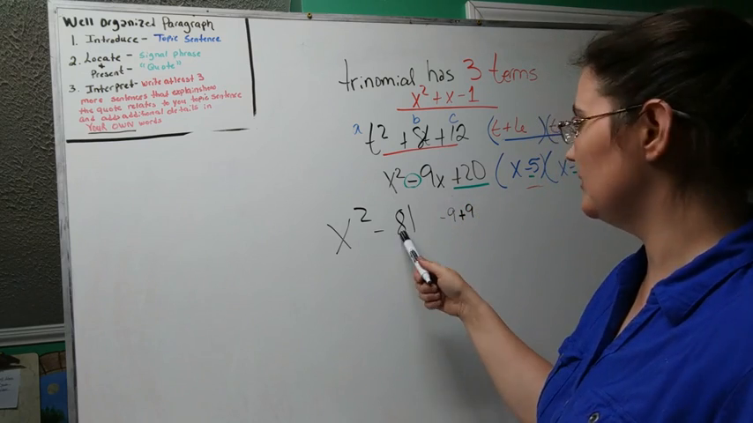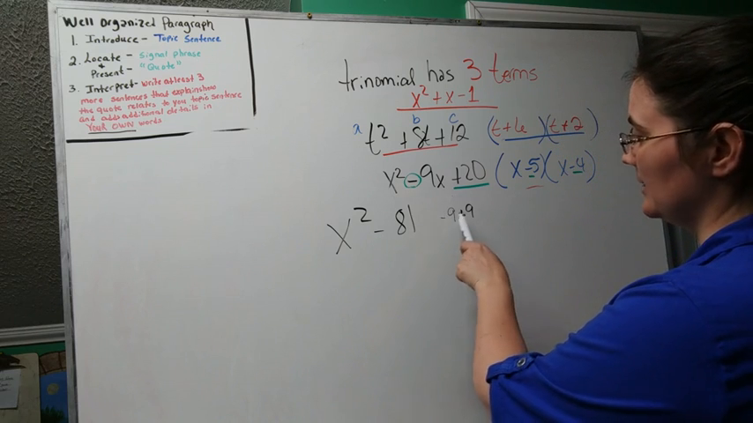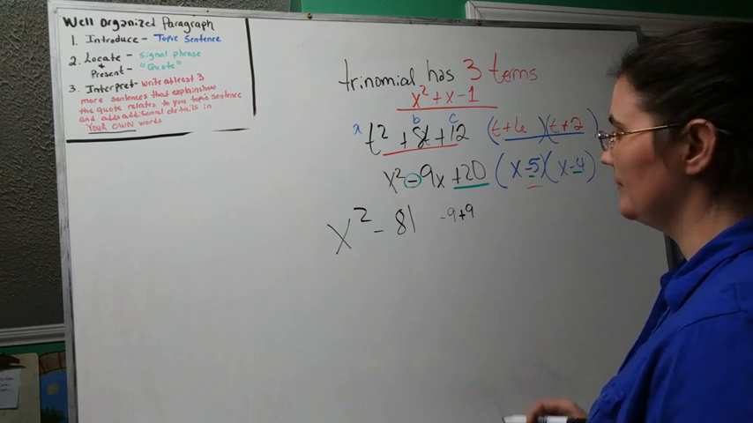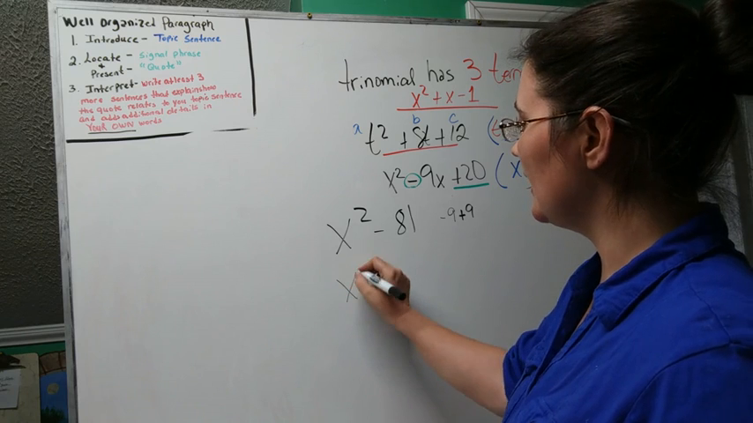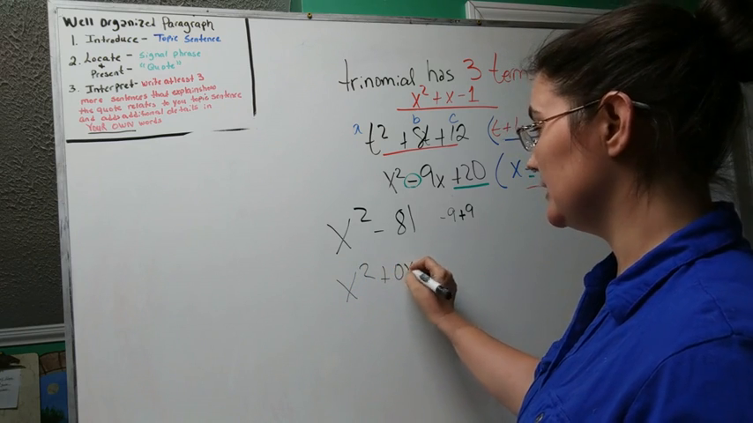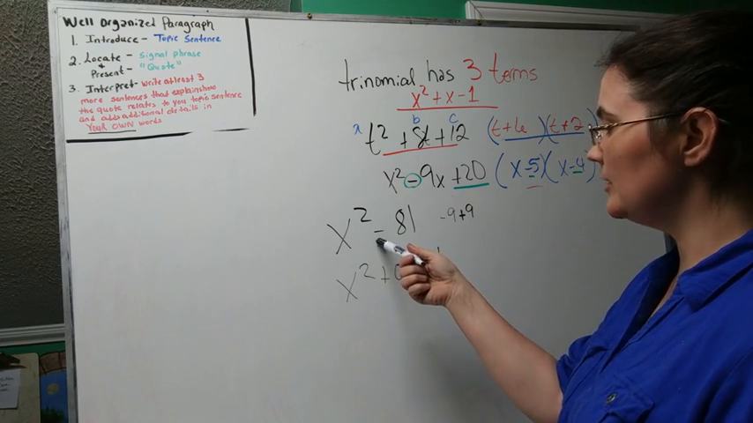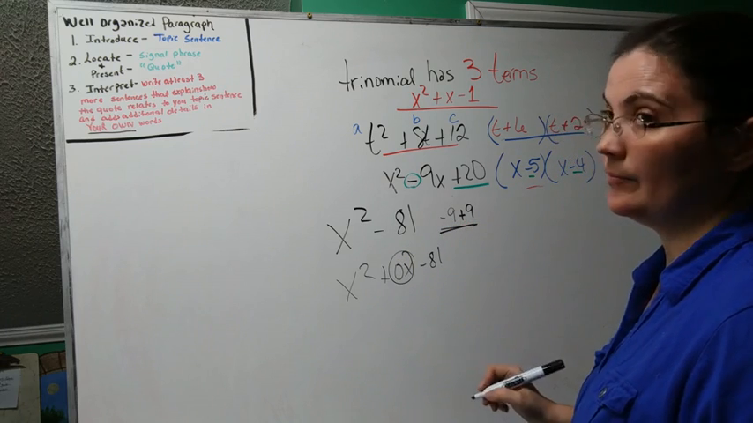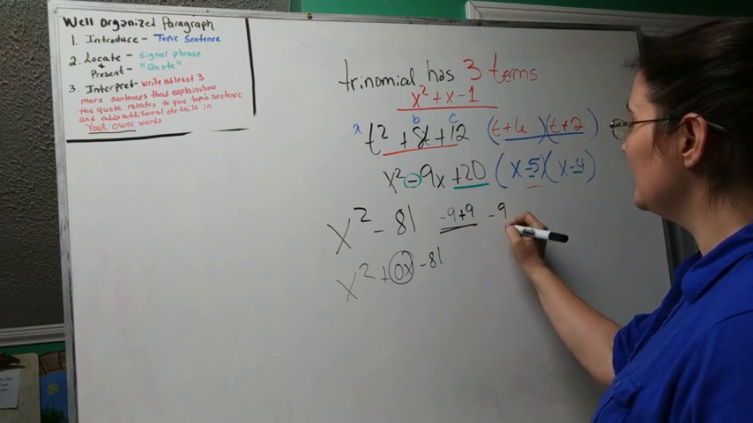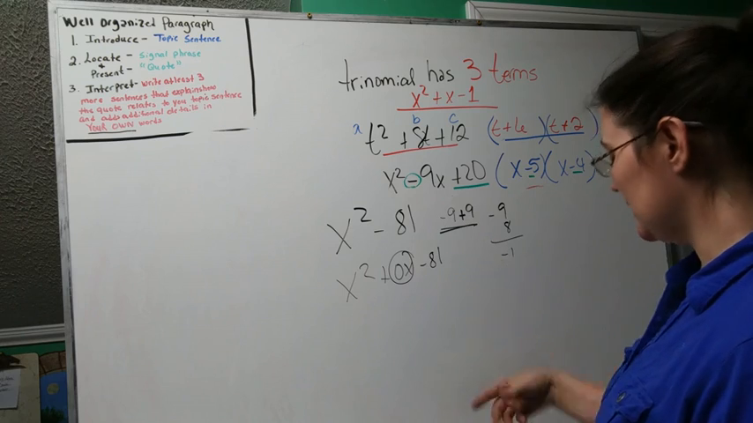9 times 9 is going to give me 81, right? And again, it's negative, so it has to be a negative and a positive. Can't be the same thing. But basically what happens here is we say x squared plus 0x, because we don't have an x, minus 81. So whatever I'm using to turn this into a 0 has to be the same number. Because if I had said negative 9 and a positive 8, I would have had one left over. So it's going to be the same number.